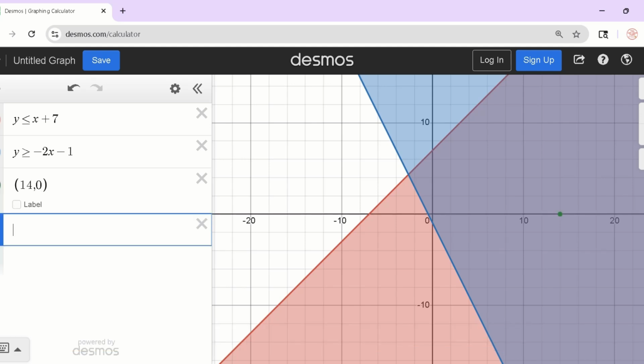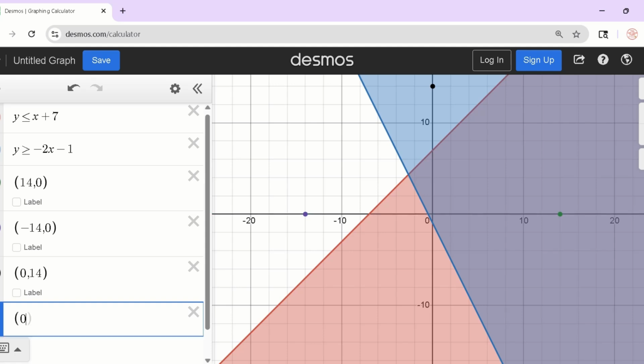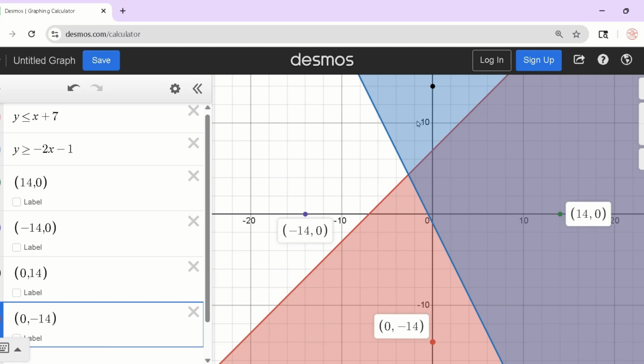Let's see, 14, 0, then negative 14, 0, 0, 14. I'm not putting them in the order that they were in the A, B, C, D. Sorry about that. I'm just inputting them. There we go. Okay, there's our 4 points. And so, there we got our negative 14, 0, 0, negative 14, 14, 0, and 0, 14. And 14, 0 is the only one that is in the shaded overlapping area.